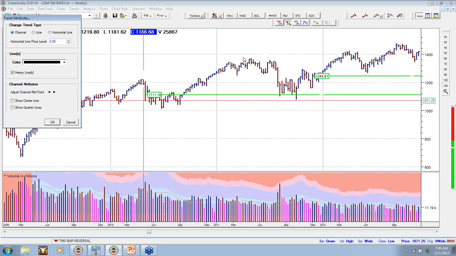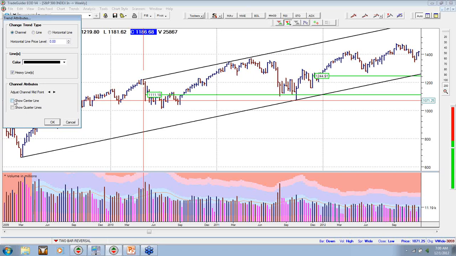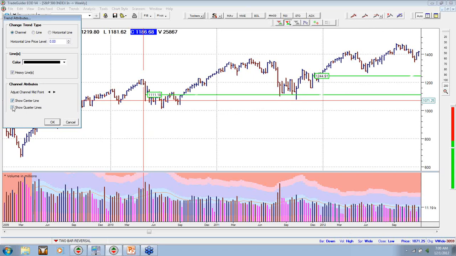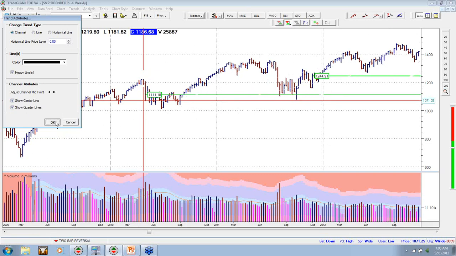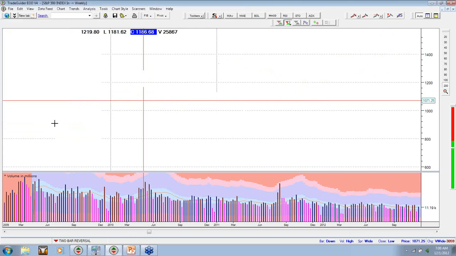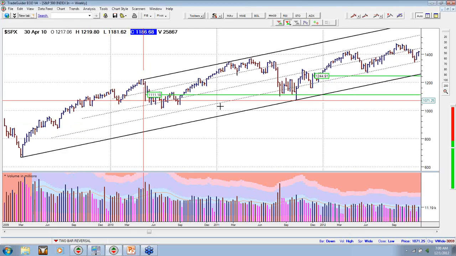Okay, good. Now, I click on OK here, and I'm going to put on what's called the center lines and the quarter lines. Now, these are important lines, as I'm going to show you, and this works much better on bigger time frames. There we have a very good, solid, weekly trend channel.